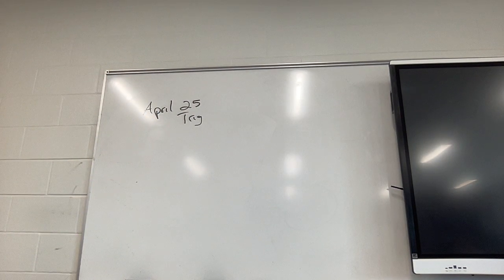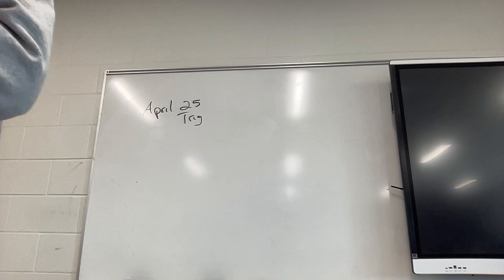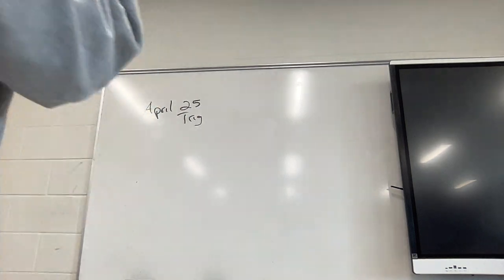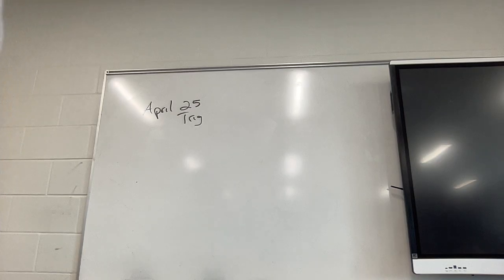In front of you are pages that will be remarkably helpful for the next many days. Also in front of you is a sheet of trig identities. That means things that are exactly equal to each other. For example, we will prove that sine squared plus cosine squared equals 1.